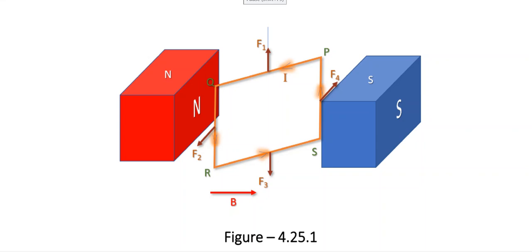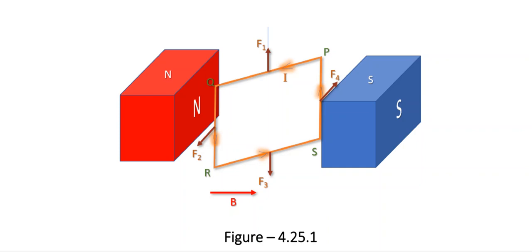Hello students, last time in the first video of assignment 4.6 we had torque acting on a current carrying coil placed in an external magnetic field. Now we will have a quick revision of what we got last time, and then we will see what a galvanometer is, on which principle it works, and what the construction of a galvanometer is. So let us first have a look at the last time's topic.